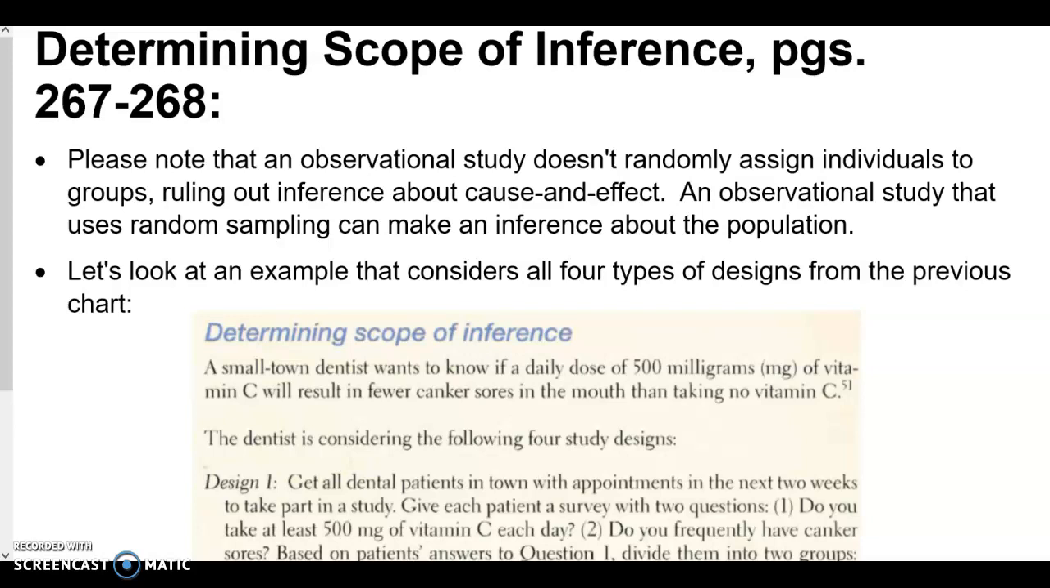When you do an observational study, if you don't randomly assign, that rules out inference about cause and effect. Typically, in an observational study, you can't make causation. It's usually from an experiment, but there are some exceptions.